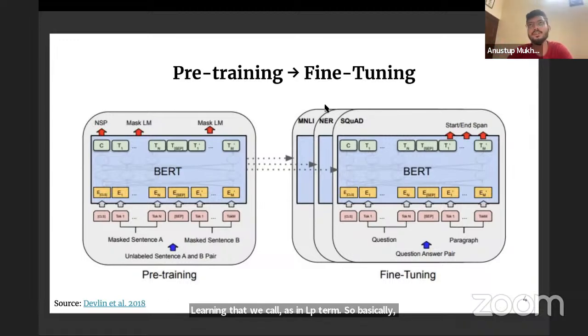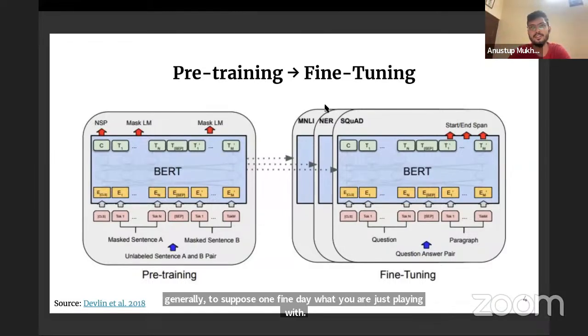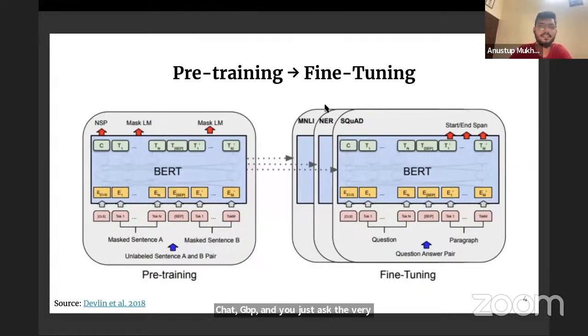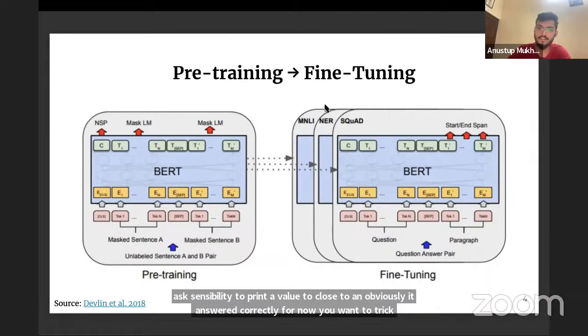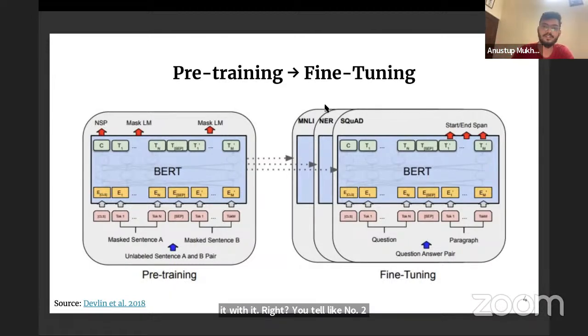Just a very common example I used to quote: suppose one fine day you are playing with ChatGPT and you ask it a very insane question. For example, you ask ChatGPT to print the value of 2 plus 2, and obviously it answers correctly, 4. Now you want to trick it, so you tell it, no, 2 plus 2 is equal to 5, and in my case it is always 5.